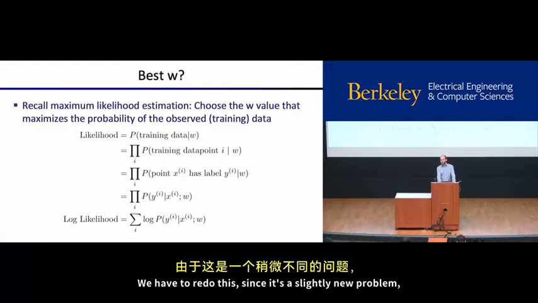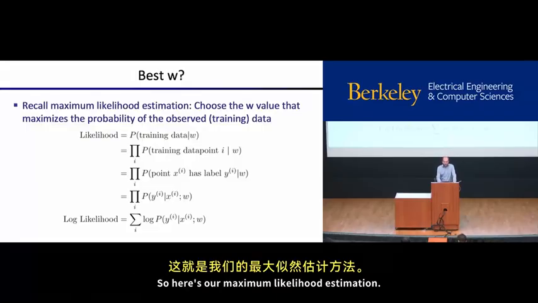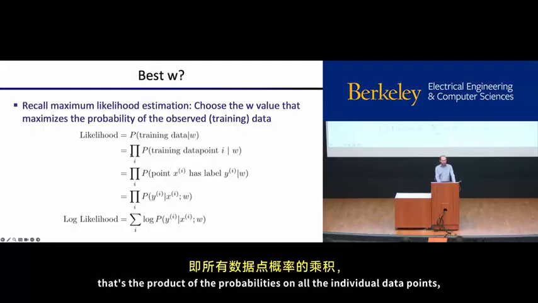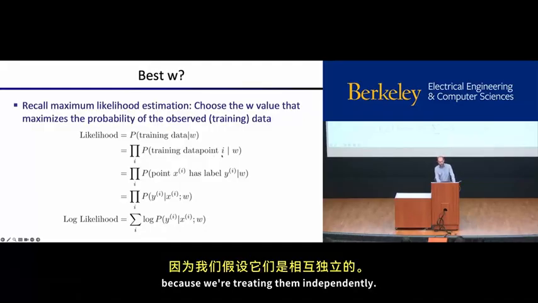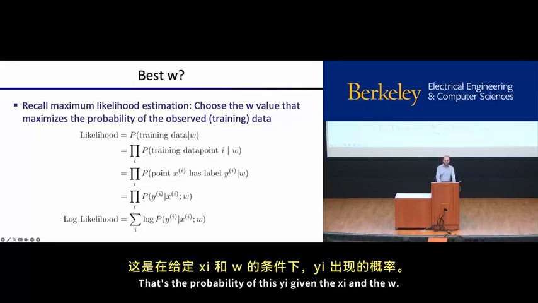Okay, so how do we actually come up with the best W? We have to redo this since it's a slightly new problem, multi-class instead of binary class. So here's our maximum likelihood estimation. We're maximizing the likelihood of the training data. That's the product of the probabilities on all the individual data points because we're treating them independently. That's the probability that a point here gets this label. That's the probability of this yi given the xi and the w.